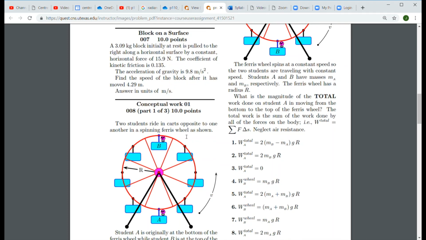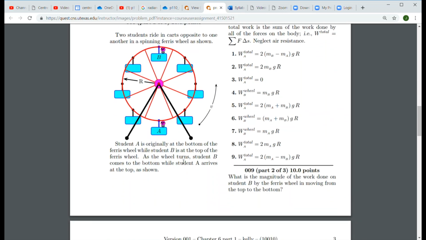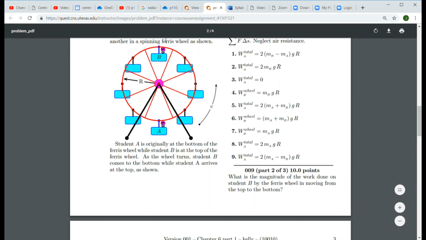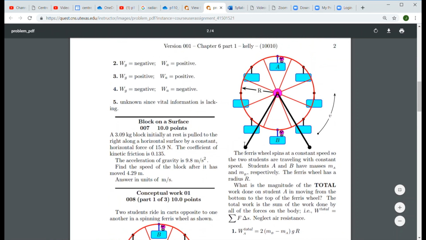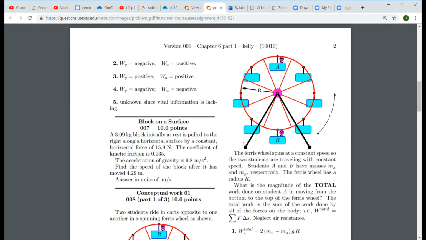Problem 8. Two students ride in carts opposite to one another in a spinning Ferris wheel as shown. Student A is originally at the bottom of the Ferris wheel, while B is at the top of the Ferris wheel, and then they flip positions. A rides up to the top, B rides down to the bottom. Okay, here they are in their final positions after going a half revolution. The Ferris wheel spins at a constant speed, so the two students are traveling with constant speed. Student A and B have masses mA and mB respectively. The Ferris wheel has a radius r.